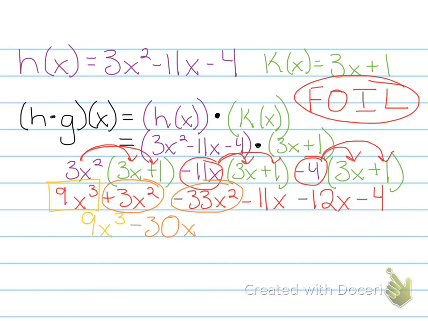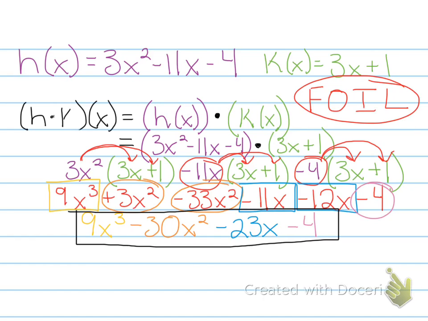Then 3x squared and a negative 33x squared gives me negative 30x squared, negative 11x and negative 12x gives negative 23x, and then negative 4. Unfortunately, also, negative 4 doesn't have any friends to play with. There aren't any other just numbers by itself. So negative 4 is just negative 4. And so that is your final answer when we are multiplying the h of x times the k of x. So final answer would be 9x cubed minus 30x squared minus 23x minus 4.